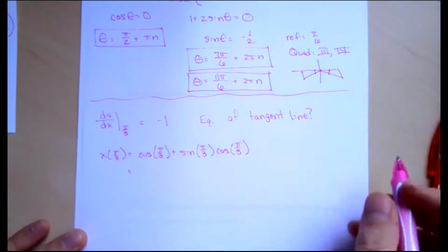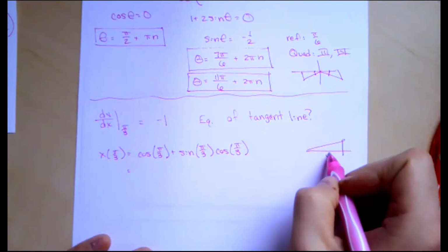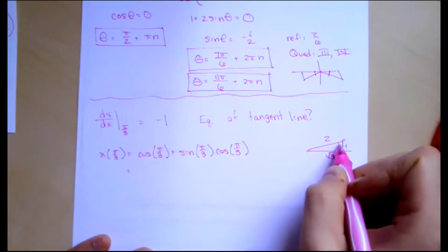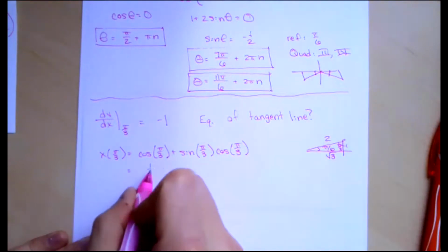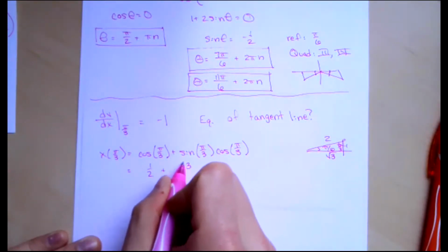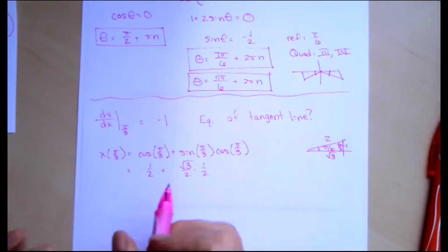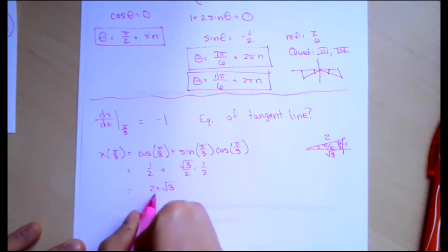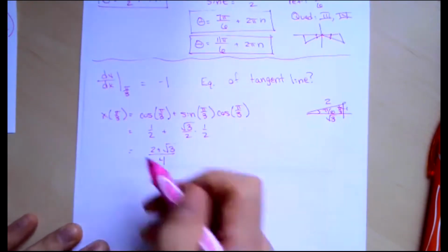Cosine of pi over 3 is 1/2. So sine is going to be square root of 3 over 2. And so it looks like we're getting 2 plus square root of 3 over 4 is the x coordinate.